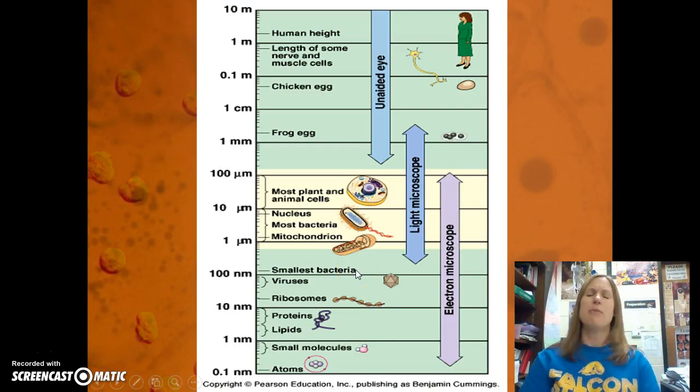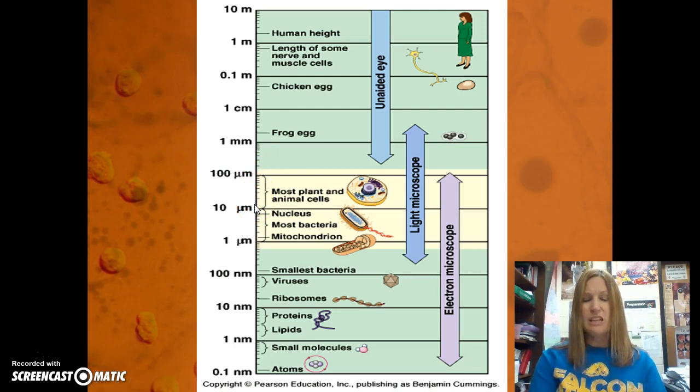For example here, I love this chart, which shows the various ranges for size. We start all the way at 10 meters, and you can tell that our interval here is 10 times. So we have 10 meters down to 1 meter. Between 1 meter and 0.1, we have the length of some nerve and muscle cells. We can see a chicken egg and a frog egg with the unaided eye. But then we get all the way down to 100 micrometers to 10 micrometers.